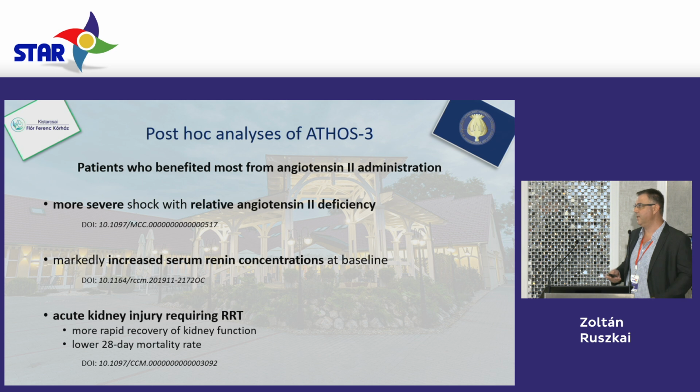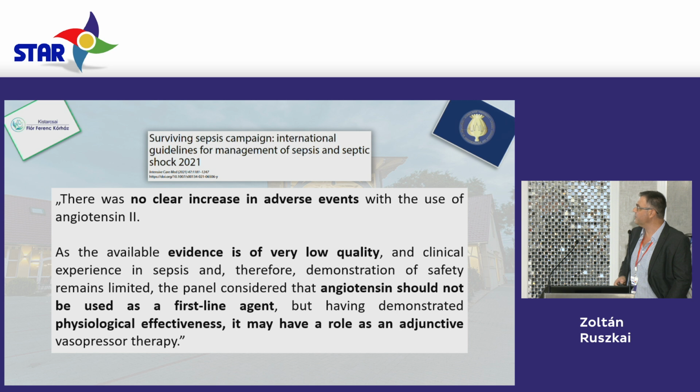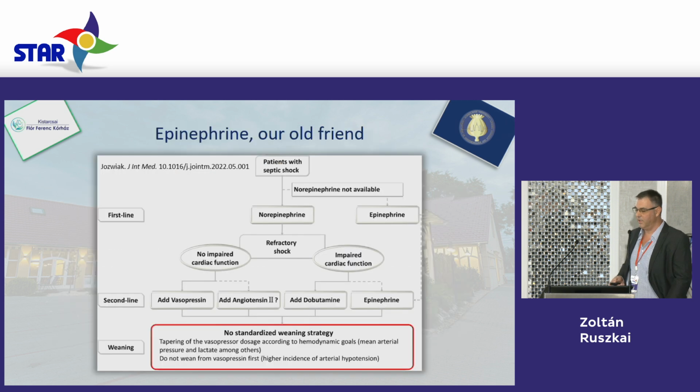And this post-hoc analysis was addressed to find which patients benefit the most from angiotensin II administration, and it seems that patients with relative angiotensin II deficiency, increased serum renin concentrations, or acute kidney injury requiring RRT, these patients are candidates for angiotensin II, but there is no clear evidence now, so angiotensin II is just for second line.